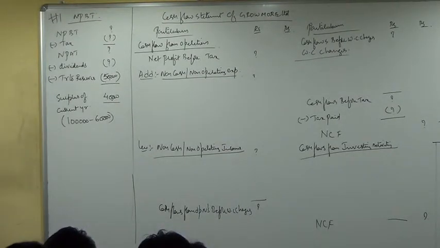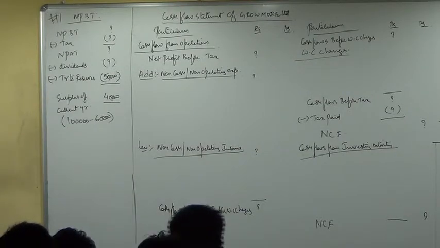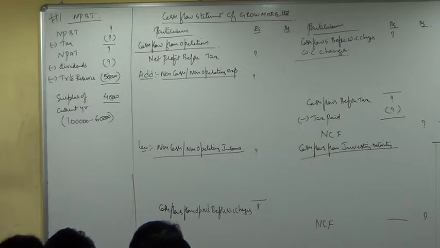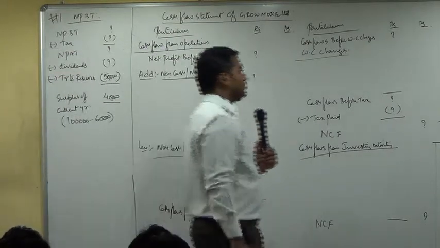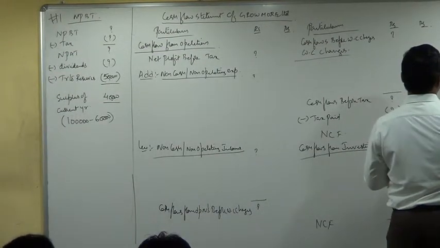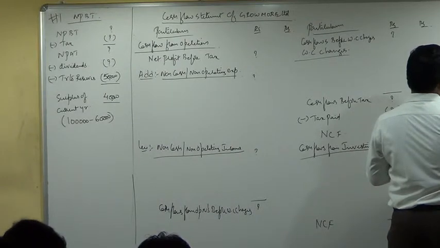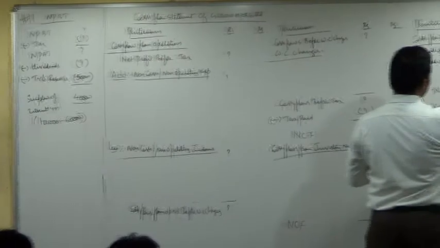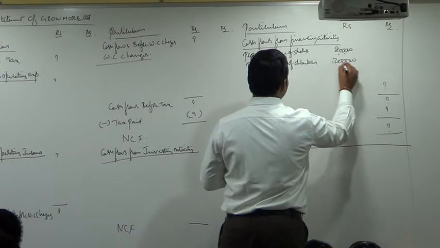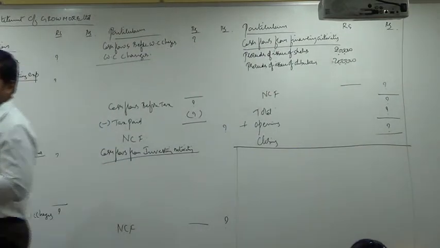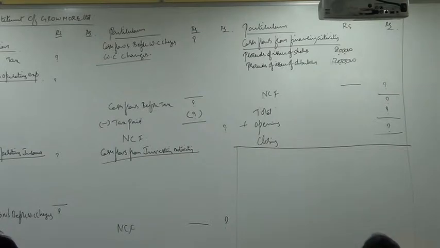Next. Debentures. Last year 0, current year 2 lakh. What does that mean? Don't jump to that conclusion. Read the adjustments. Do you have anything given relating to debentures? No. The normal assumption that comes to your mind is issue of debentures. Proceeds of issue of debentures. How much? Inflow.